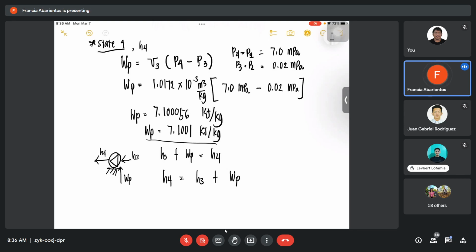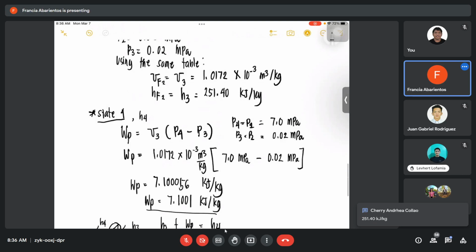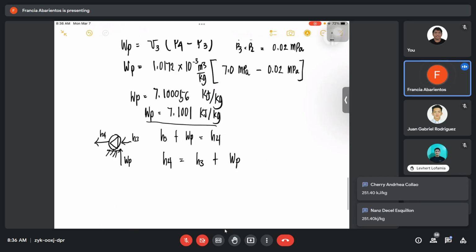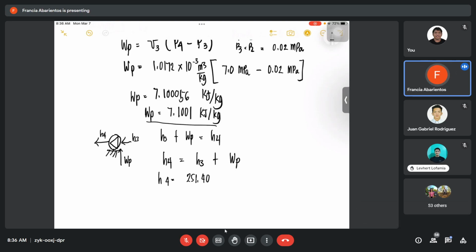In computing for the H3, dito na, 251. Ayan, thank you. So, H4, we have 251.4 kilojoule plus work of the pump. And 4 decimal lang naman. So, what is now the H4 in decimal?